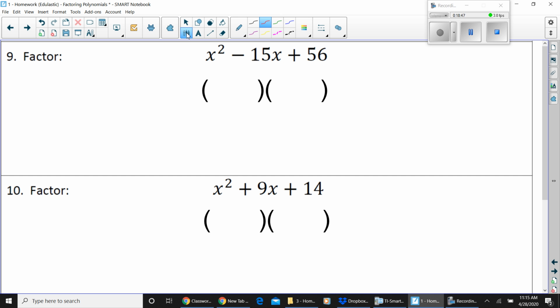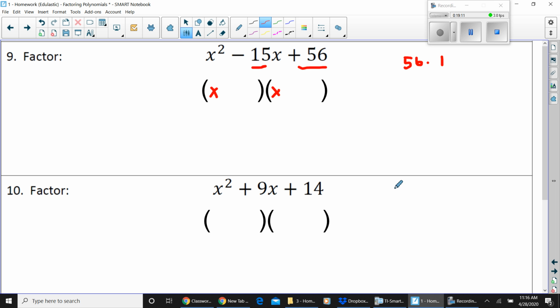So I'm going to put x and x here, right? And then I'm going to look at this number. I have to multiply to 56 and add or subtract to 15. So I know that 56 times 1... You notice that 15 right there, the numbers are not consecutive. Okay, so that's how I know that.